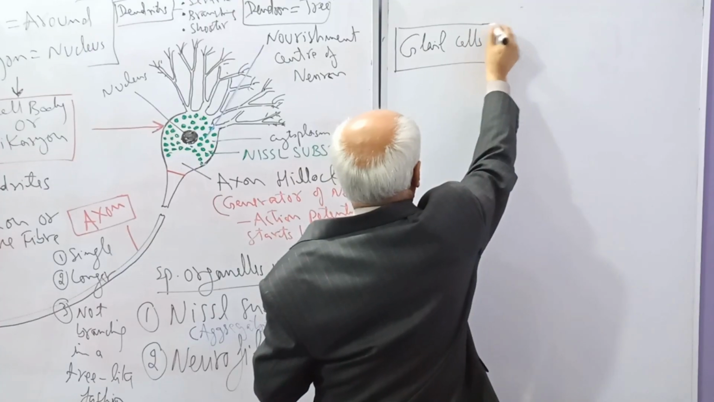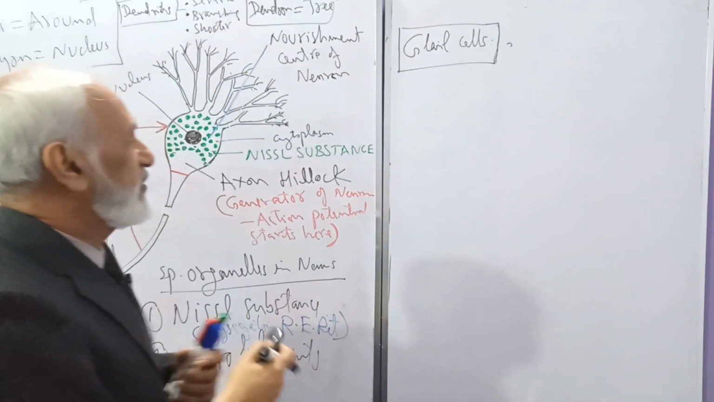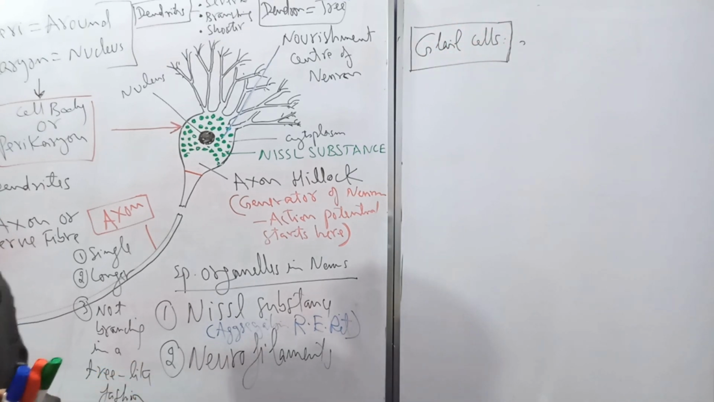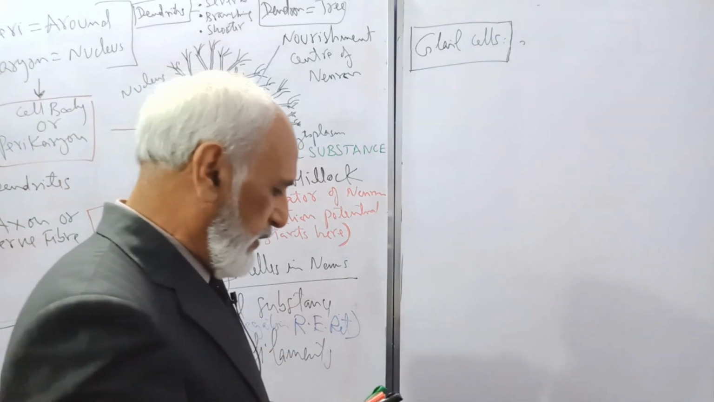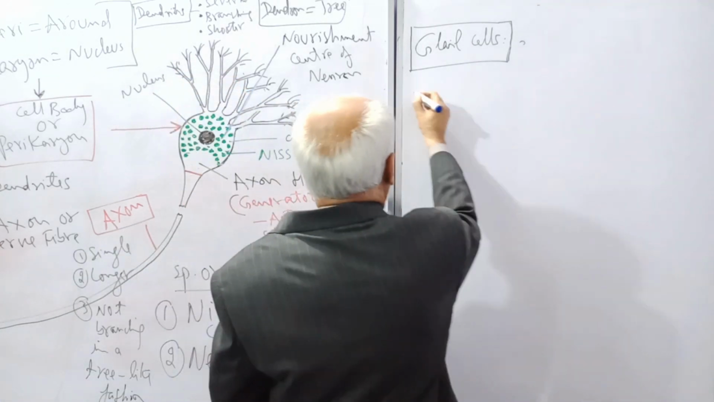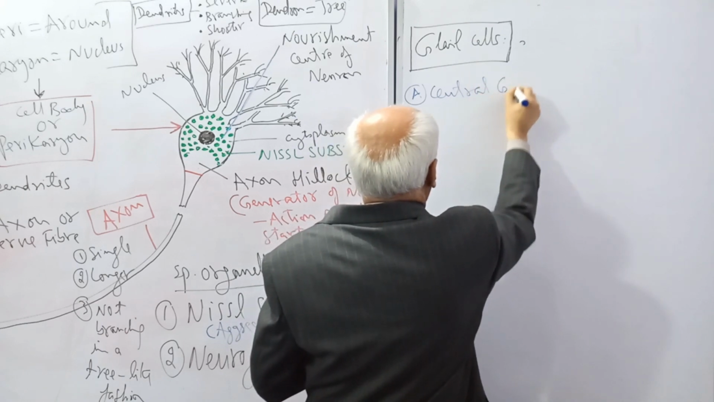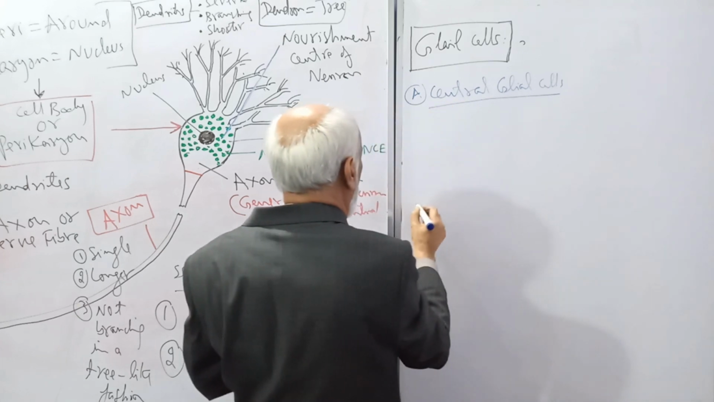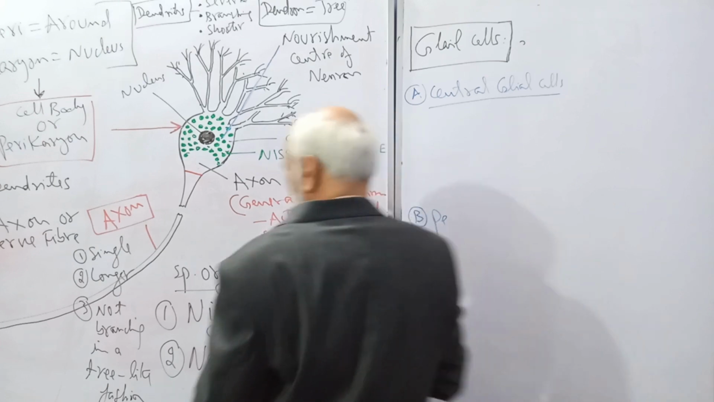Now these neurons are supported by a special type of connective tissue cells known as the glial cells. These glial cells provide physical and nutritional support to the neurons. Now, because we have the central nervous system and peripheral nervous system, we group all these glial cells into number 1, central glial cells, and peripheral glial cells.